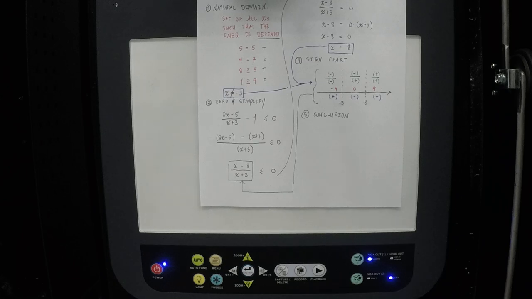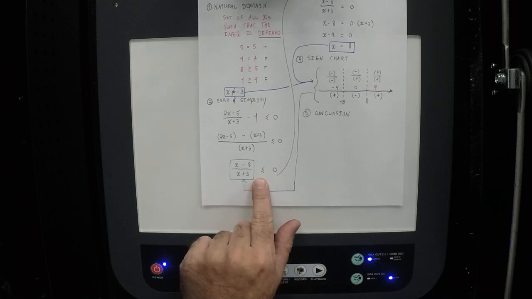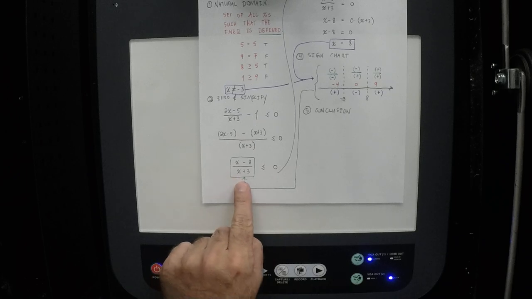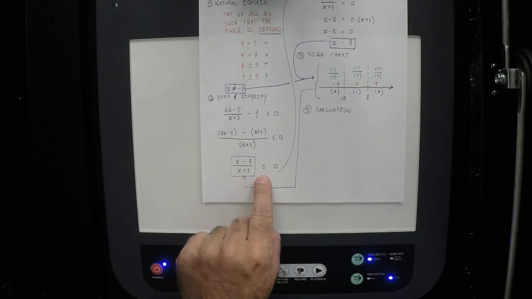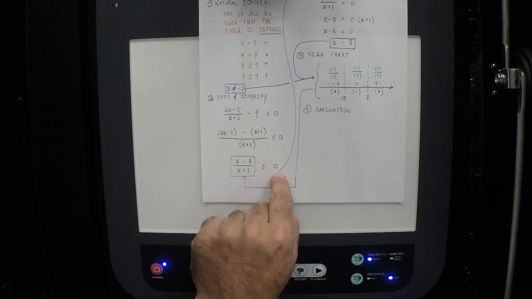The positive ones? Why, because we're positive people? Does someone else think negative? Which ones do we want? You think negative? Do you have a reason? Right. Look at this. We want to know when this is less than or equal to 0. Which regions do we want? The negative ones. We want the negative ones.